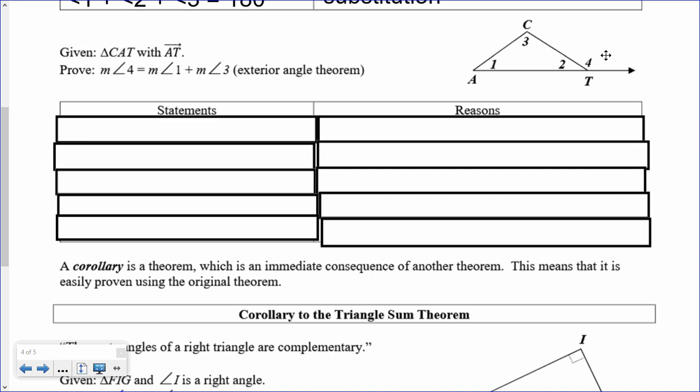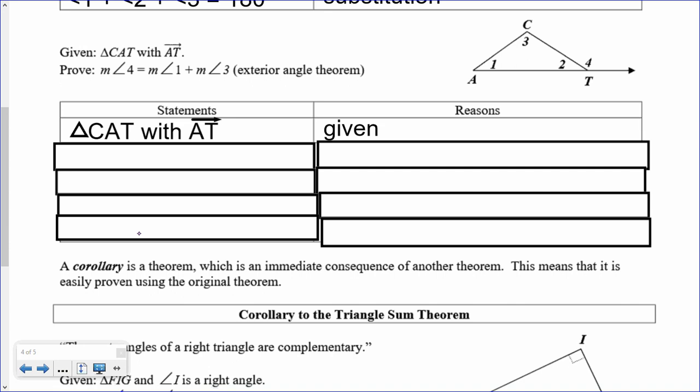So, how can I start? The given. So the given's a little bit strange looking. I'm just going to say I have a triangle with an extra ray attached to it. So I have triangle CAT with the extension of AT. It's a ray, so it's continuing out. That's given.